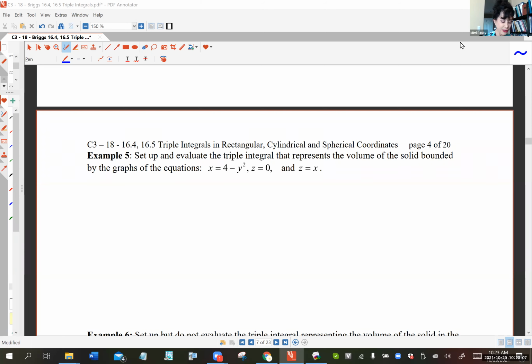Let's do another triple integral. This time it's going to represent a volume. So recall that if you're going to use a triple integral representing volume, the integrand is a 1. This is when you're using a triple integral for volume.